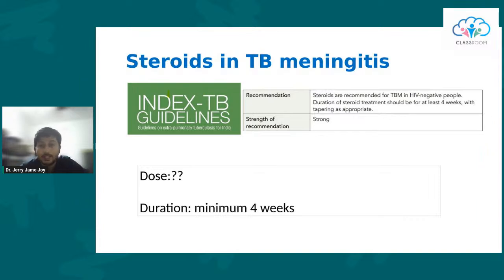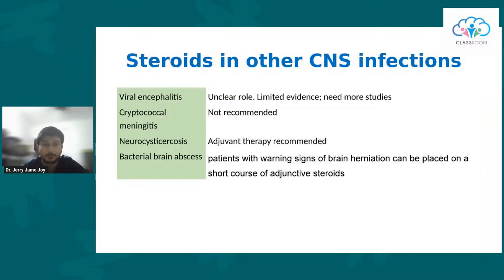The Indian guidelines on extrapulmonary tuberculosis also recommend steroids for tubercular meningitis, and the duration of steroid treatment should be at least 4 weeks with tapering as appropriate to the patient. The dose is not specifically mentioned. So the dose we can take from previous studies, like 0.4 milligram per kilogram the first week, then 0.3, 0.2, or 0.1. The initial therapy should be for a minimum of 4 weeks, and subsequently we can decide on tapering or continuing dexamethasone therapy in tubercular meningitis.